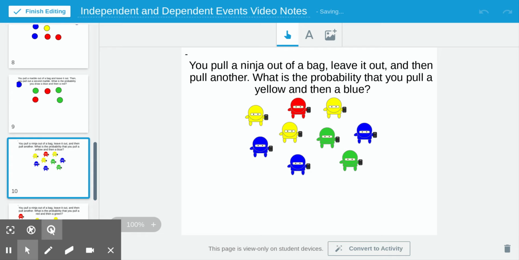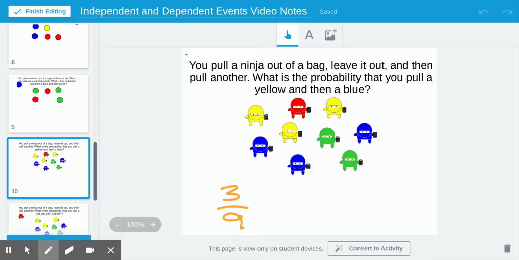So for this one, we are going to have a bunch of little math ninjas all in a bag. It says you're going to pull one out, leave it out, and then pull out another. So still a dependent probability that we're calculating. Okay, so it says what's the probability that you pull out a yellow and then a blue? So yellow would be a probability of 3/9, or 1/3.